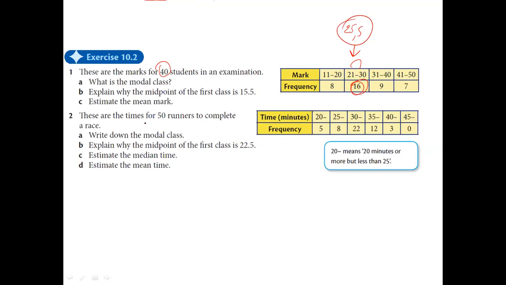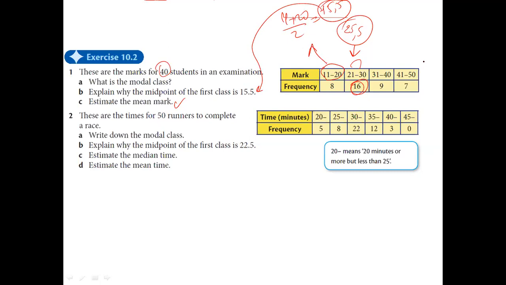The midpoint of the first class is 15.5. The midpoint of the marks means the average of the marks of the first class. The average is 11 plus 20 divided by 2, equal to 31 over 2, which is 15.5. So the answer to why, we have explained it. You can check it. And the last one, estimate the mean mark.